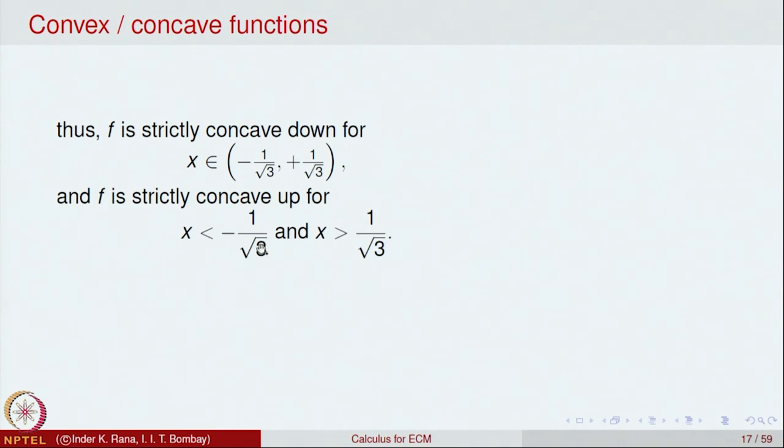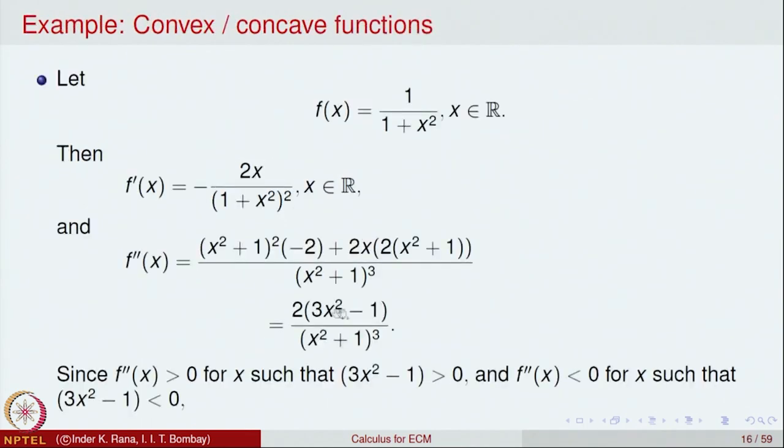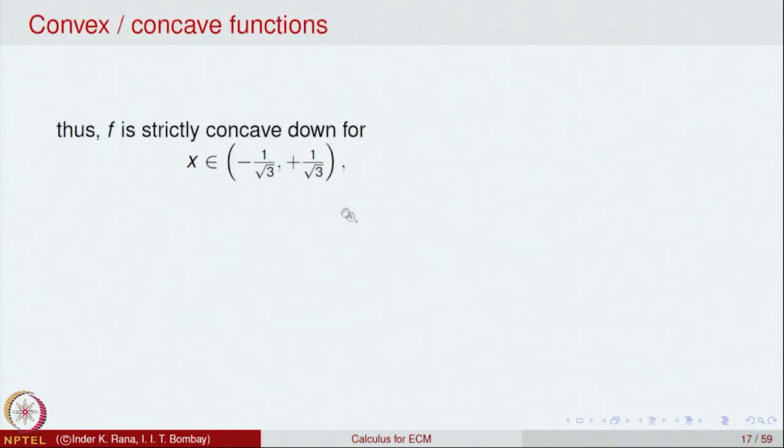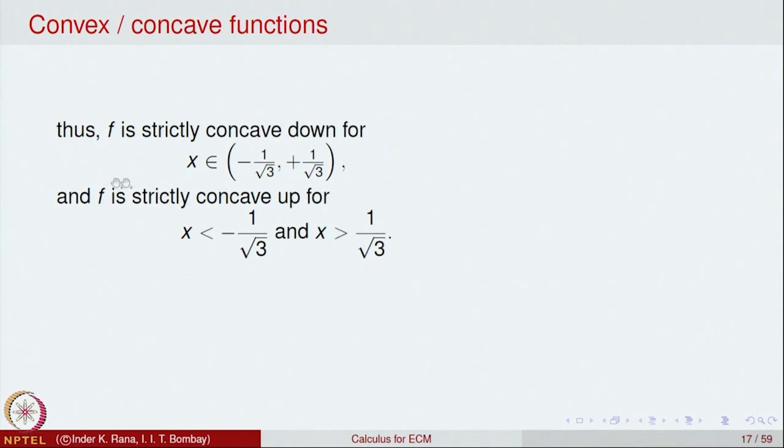So, f is strictly concave up when x is less than minus 1 by 3 and x is bigger than 1 by 3. These conditions come from 3x square minus 1 being bigger than 0 or less than 0. That gives us the interval where the second derivative is less than 0. So, in this portion, the function is concave down, and on the left side and on the right side of this, the second derivative is positive. So, that will give you that it is strictly concave up.